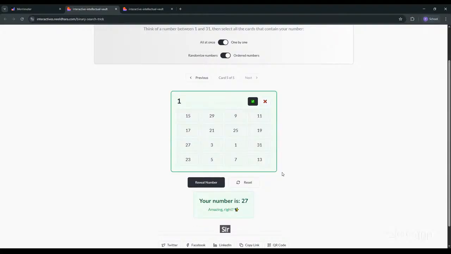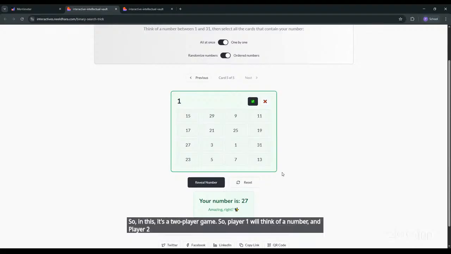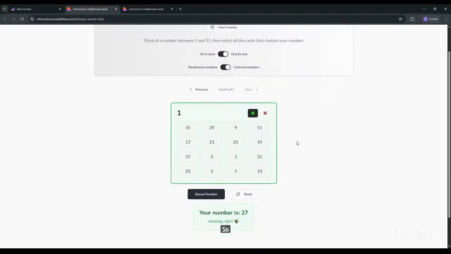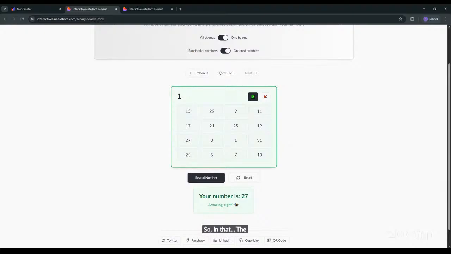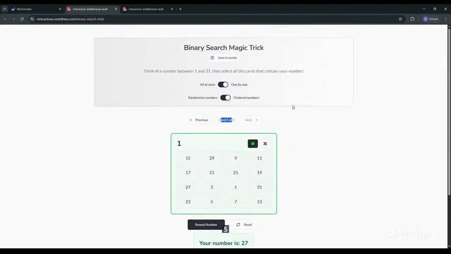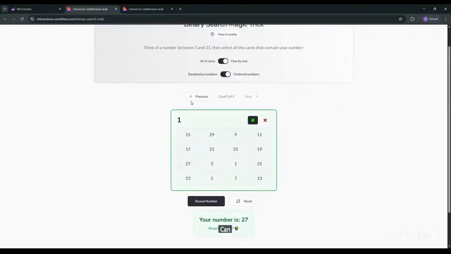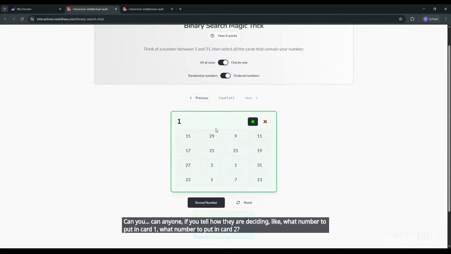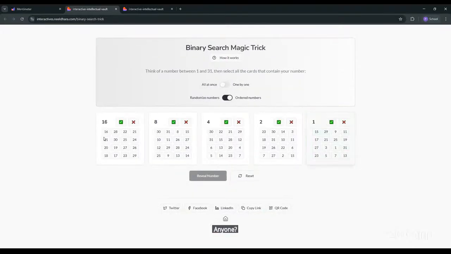So it's a two-player game. Player one will think of a number, and player two will show these 5 cards and ask whether your number is in this card, in this card, or this card. So the main thing is they have used 5 cards for numbers from 1 to 31. Can anyone of you tell how they are deciding what number to put in card one, what number to put in card two? Anyone? Let me show you all the cards here. Can anyone think of any strategy?